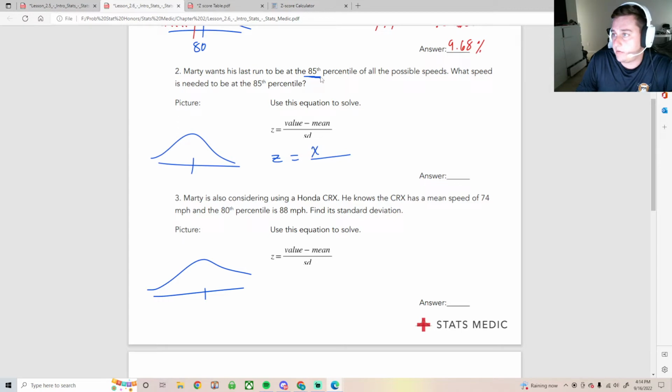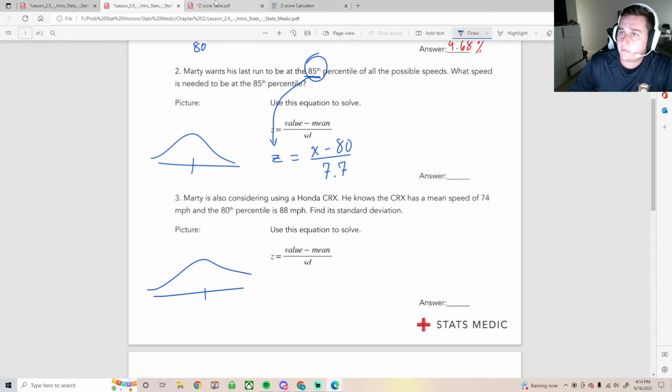We don't know his value. We know the mean, though, is 80. And we know the standard deviation is 7.7. What we're about to do with this 85th percentile thing is convert it to a z-score so that we can have only one unknown variable in this equation.